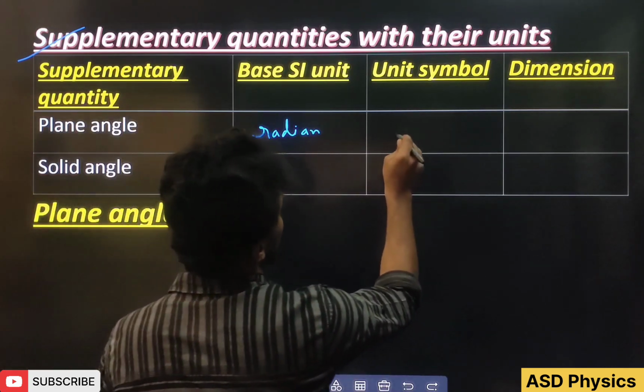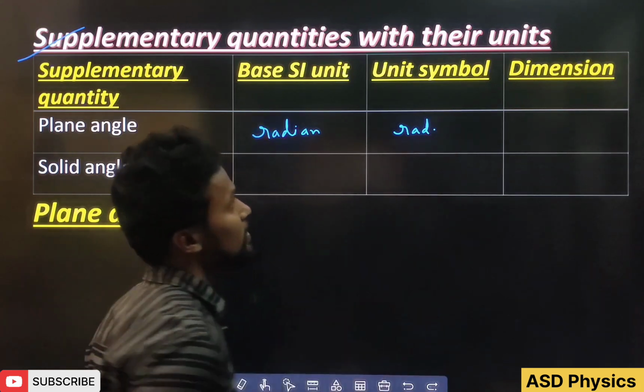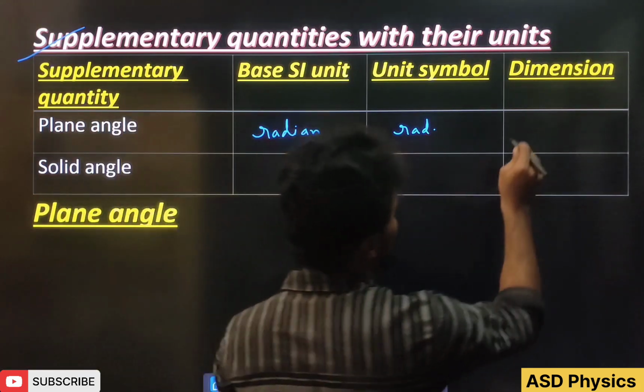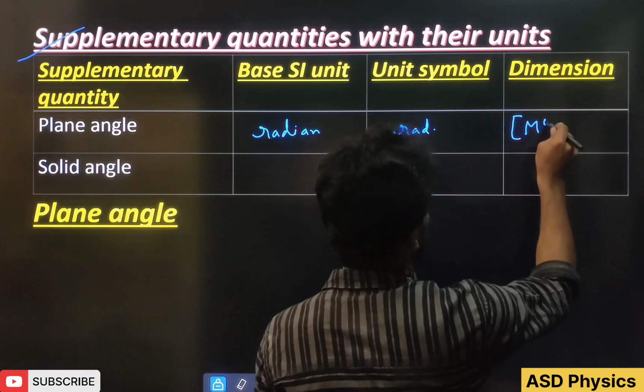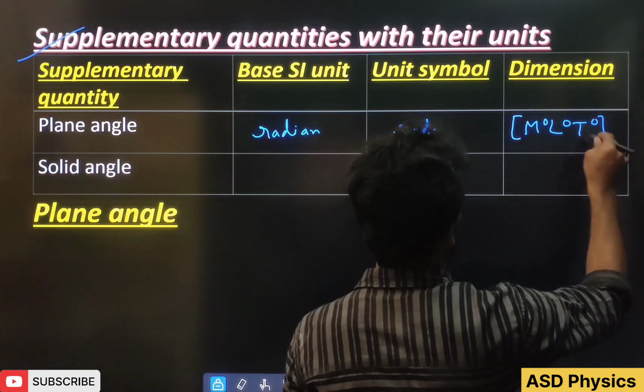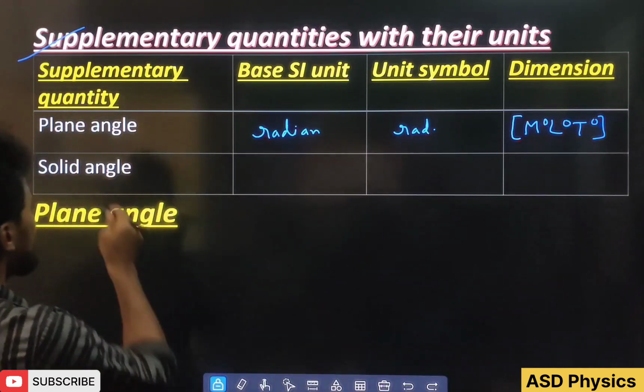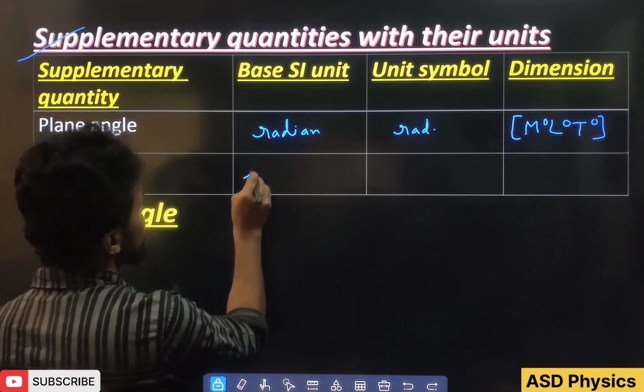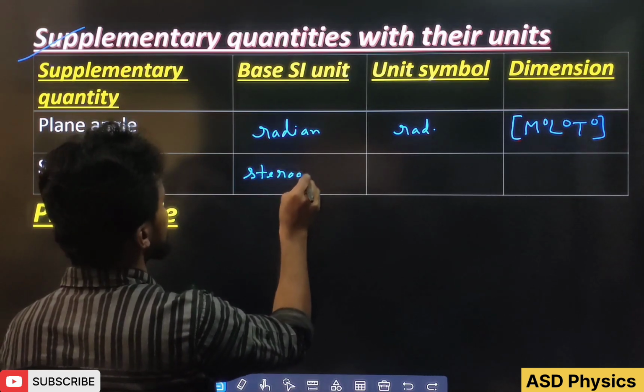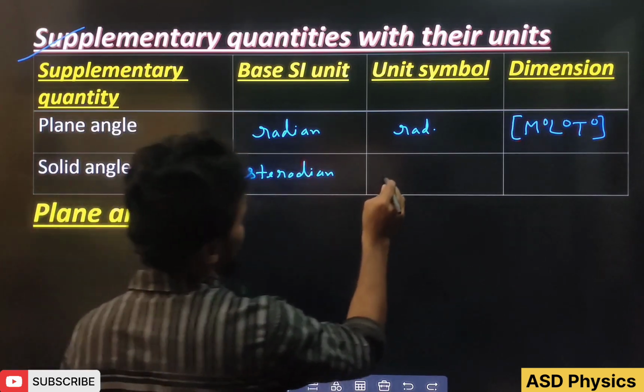Okay, and in short form we write rad. Dimension, there is no dimension. Even I can write M0, L0, T0. Okay. Similarly, if I talk about the solid angle, it is used to be, students, steradian. And what do we write here?